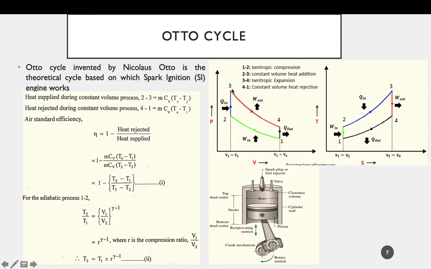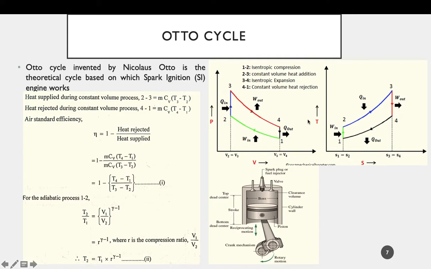Then 2 to 3 represents a constant volume process, since it is represented as a vertical line on the PV diagram. It is a constant volume heat addition process, where an amount of heat Q in is added to the system. 3 to 4 is again a reversible adiabatic expansion process, where the pressure is decreasing and volume is increasing from state point 3 to 4. And 4 to 1 is a constant volume heat rejection process, where Q out amount of heat is rejected from the system.